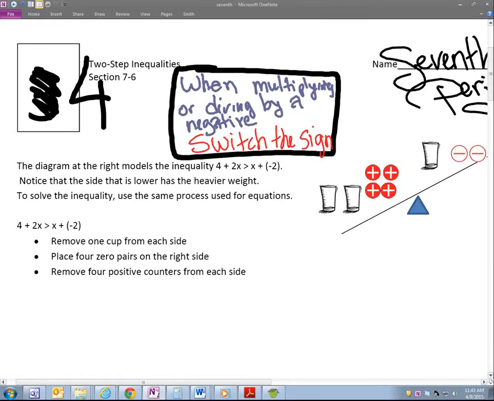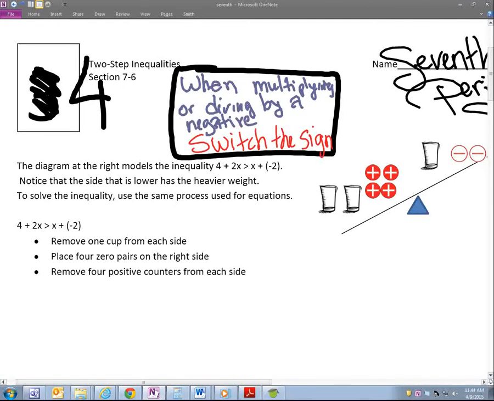And what I mean by switch the sign, you are going to be taking your less than symbol, and when you divide or multiply by a negative, you are going to make that less than symbol a greater than symbol, or make your less than or equal to symbol a greater than or equal to symbol, and vice versa. So that's for later. It's actually on your homework, not in any examples on this. The examples are easier, which I apologize for.